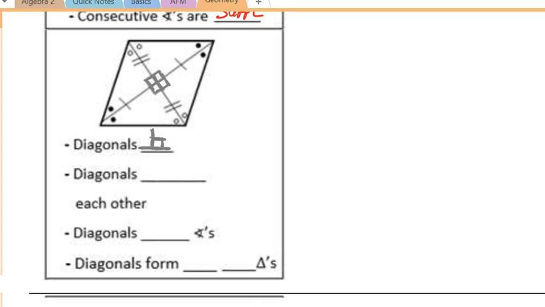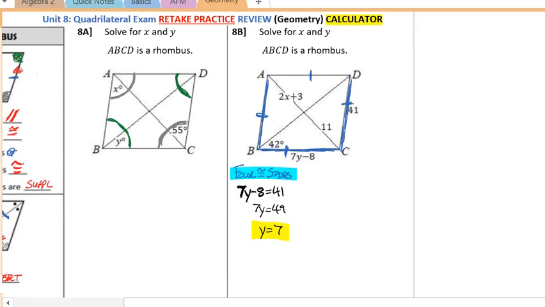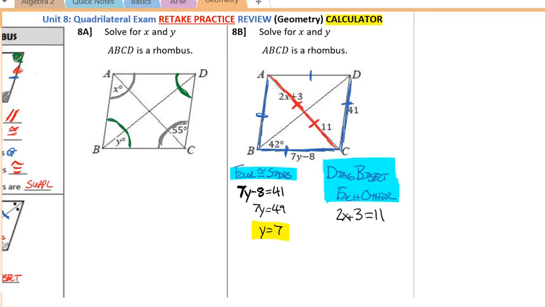Additionally, the diagonals bisect each other. So we have this piece of the diagonal being congruent to this piece, and this piece being congruent to this piece. That actually plays in right here. In 8B, we see that I have the diagonal of a rhombus. And we know that this piece of 11 is congruent to this piece of 2x plus 3. So we can set up the relationship that 2x plus 3 is equal to 11. Solving this two-step equation gives us that x is equal to 4.